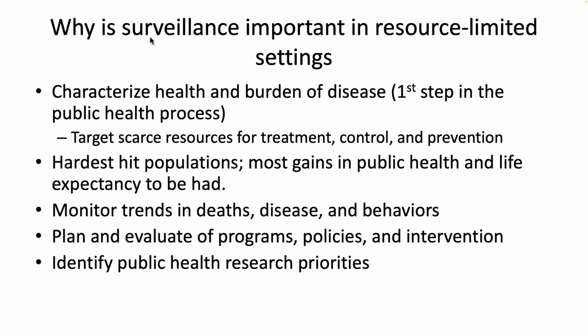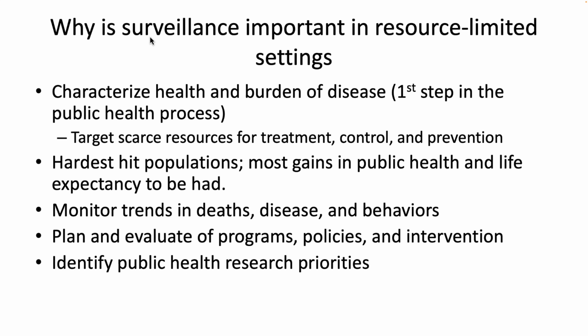Public health surveillance is as important in low-income settings as it is in high-income settings, and for the most part, for many of the same reasons listed here on this slide. It's especially critical to understand the burden of diseases or major causes of morbidity and mortality, which is the first step of the public health process in any setting. But it's especially important in low-income settings because the resources available for treatment, control, and prevention are usually exceedingly scarce when compared with developed countries or resource-rich settings, where it turns out they're also scarce, but just not as scarce.